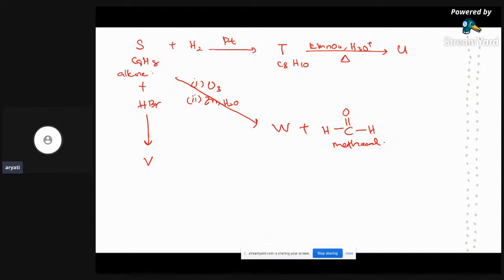Sebab alkin dia ada unsaturated carbon-carbon double bond. So unsaturated carbon-carbon double bond bila undergo ozonolysis, dia akan break carbon-carbon double bond, so dia akan produce sama ada aldehyde-aldehyde, keton-keton ataupun aldehyde-keton. So S ni ialah sejenis alkin.